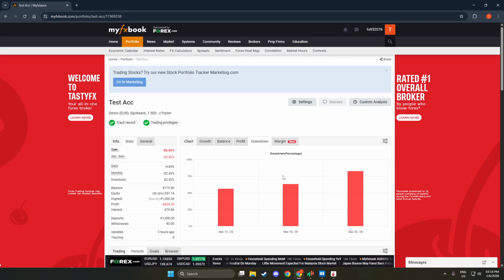To wrap up, check the drawdown figure in your Myfxbook stats. Remember, it reflects your maximum historical decline. Treat it as your risk thermometer and dial position size down if it's above your comfort level or starts rising after losses. Keep it practical, keep it honest, and let drawdown guide your risk so you can trade with clarity and longevity.